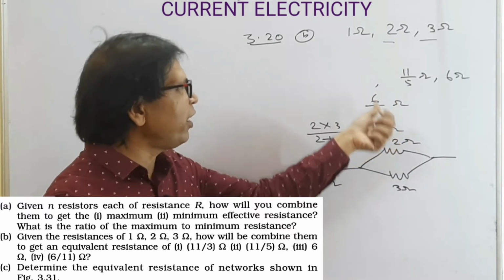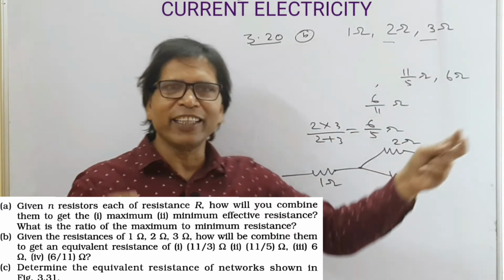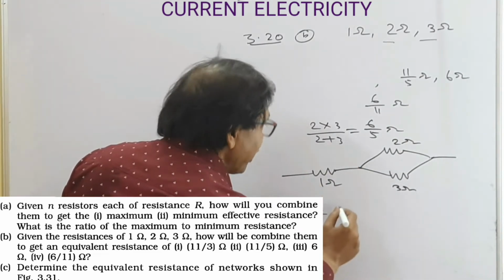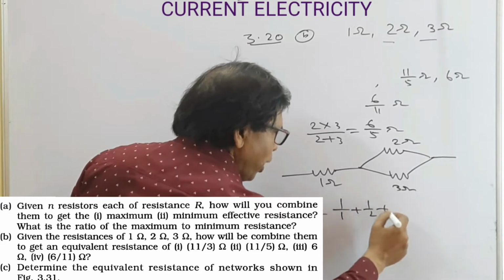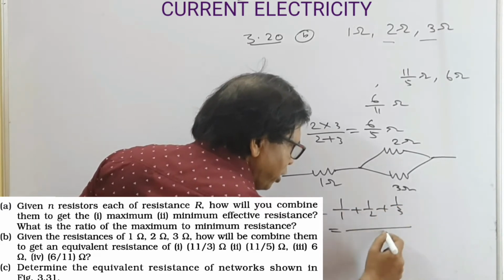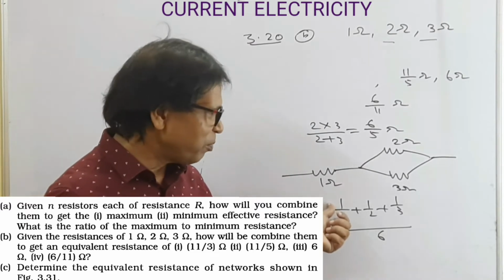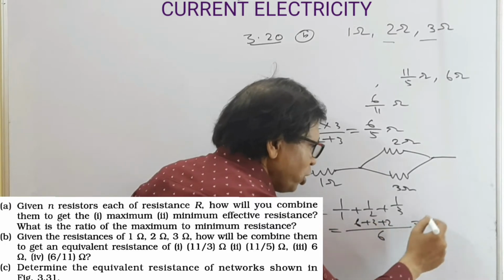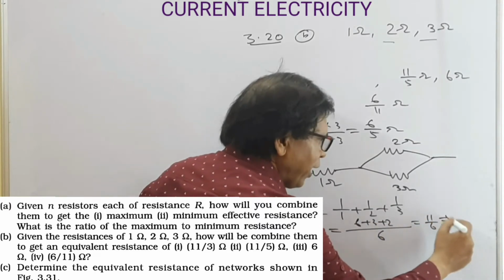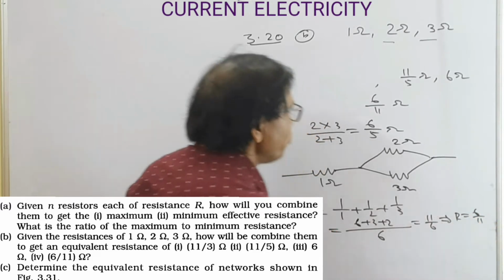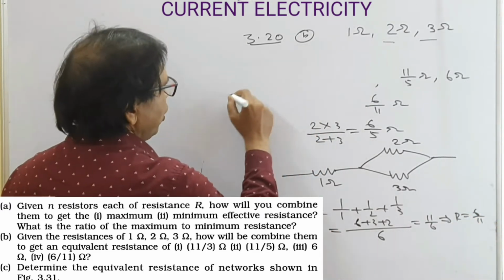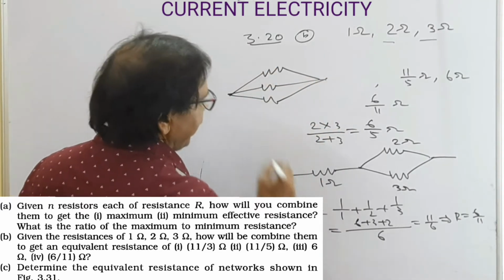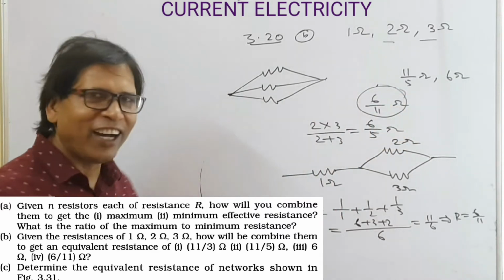Look at this, 6 by 11 is less than 1, so all three are connected in parallel. 1 by R is equal to 1 by 1 plus 1 by 2 plus 1 by 3. The LCM is 6, so 6 plus 3 plus 2, this is 11, so 11 by 6. So R equals 6 by 11. Therefore the parallel combination of the 1 ohm, 2 ohm and 3 ohm gives 6 by 11 ohm. Understood?